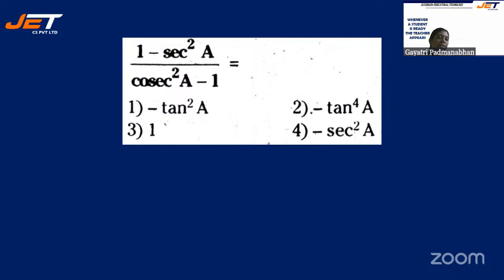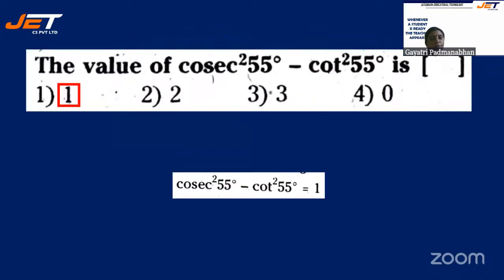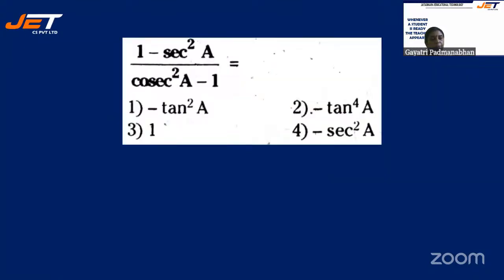1 minus secant square A by cosecant square A minus 1. Okay, so here you can use this formula. Cosecant square theta minus cot square theta is 1.